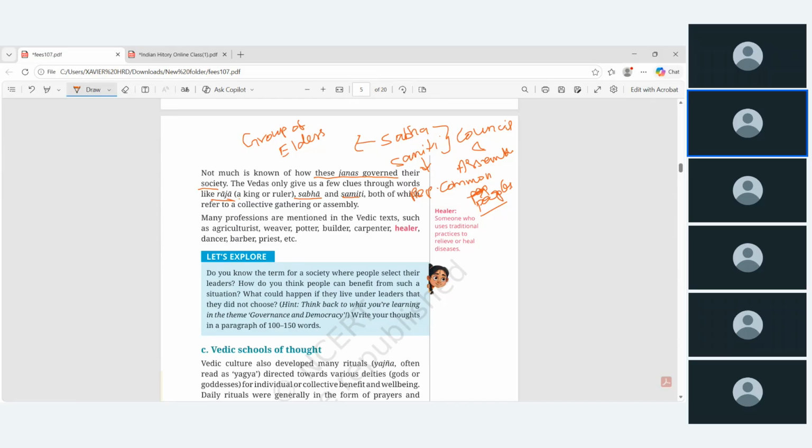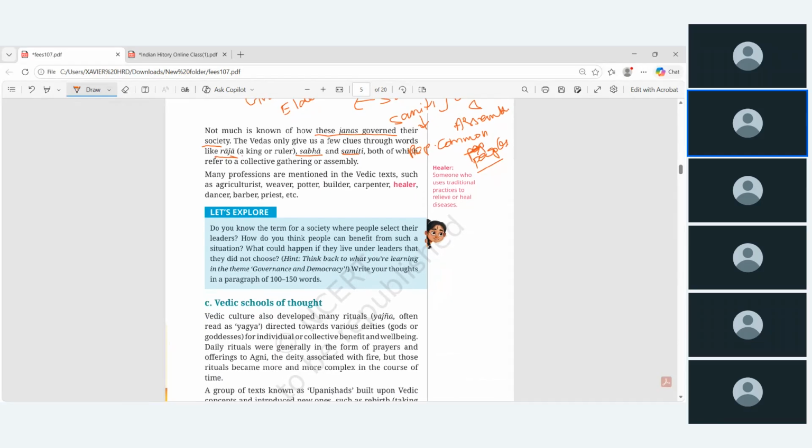Okay, these are what Sabha and Samiti are. And many professions were mentioned in the Vedic text, such as agriculturists, weavers, porters, builders, carpenters, and healers. Healers means here the traditional practice to heal diseases. Also dancer, barber, priest, etc.